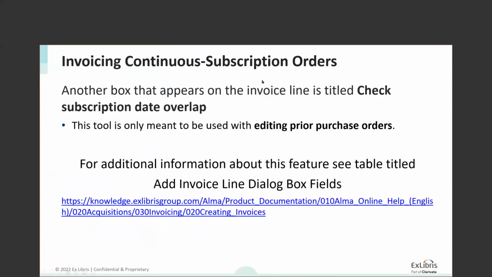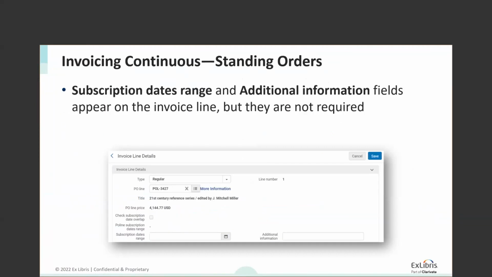The next slide is talking about another box that will appear on an invoice line, check subscription date overlap. And if it's checked, you just uncheck it. The functionality of it is editing prior purchase orders. It doesn't have anything to do with your active invoice. I put a link in here to more information about that checkbox. With standing orders, this data is not required, whereas with the continuous subscription, it is.